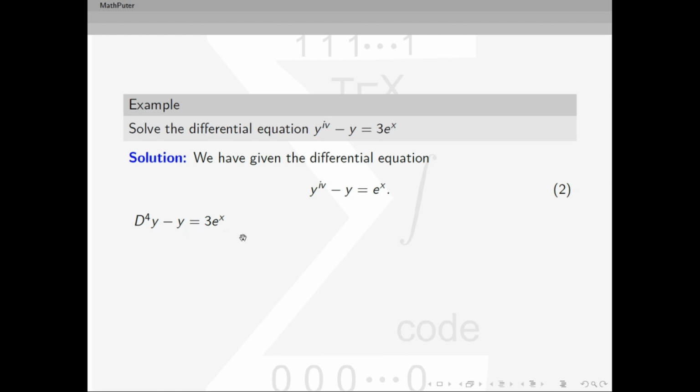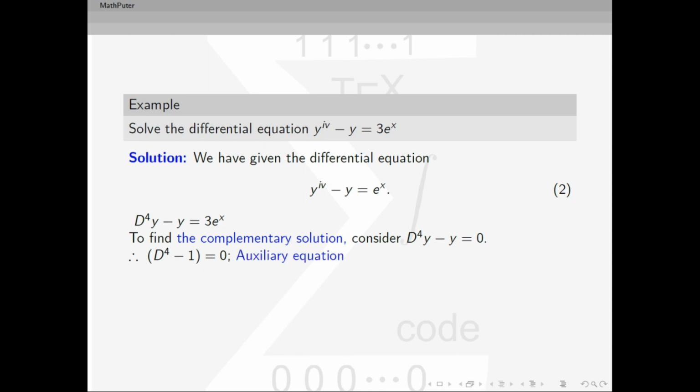First we go for the complementary solution. For the complementary solution we consider the right hand side 0, that you know very well. We take y common. We are interested in the non-zero solution. So D raised to 4 minus 1 is 0. In the last lecture we already discussed this example. We factorize D raised to 4 minus 1, so we have the roots 1, minus 1, i and minus i. Now I am not repeating all such things.